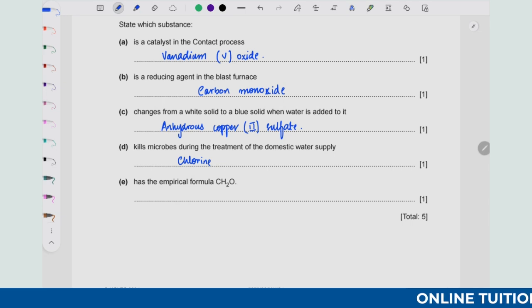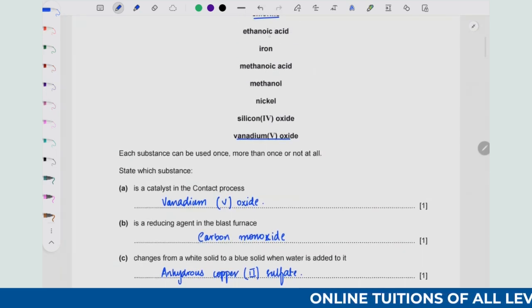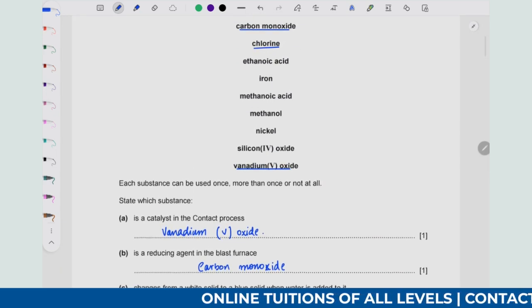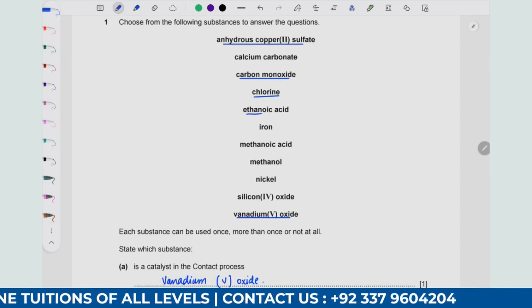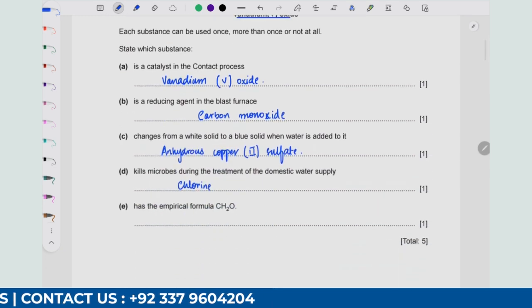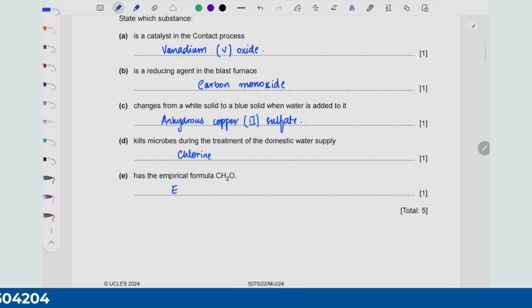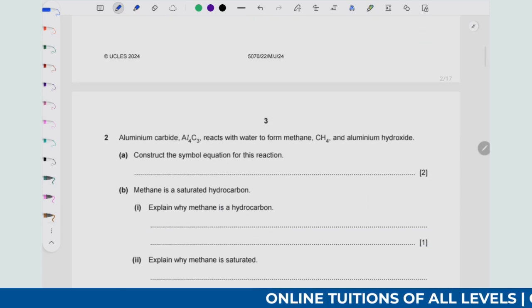Has the empirical formula CH2O. The only two organic compounds given to us over here are ethanoic acid and methanoic acid. So we know it is ethanoic acid that has the empirical formula of CH2O. Moving towards the next question.